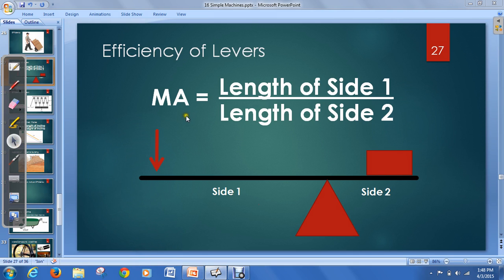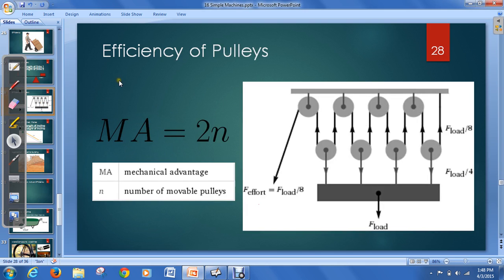So for any lever, we can figure out how much less force we have to use by calculating the mechanical advantage. Okay. We can also find the mechanical advantage of a pulley. Okay, so the mechanical advantage for a pulley is equal to 2n. Okay, and n is the number of movable pulleys in a system. Okay, so look at this complex pulley here. Okay, we have some fixed pulleys, we have some movable pulleys. Okay, and they're moving back and forth, moving back and forth.